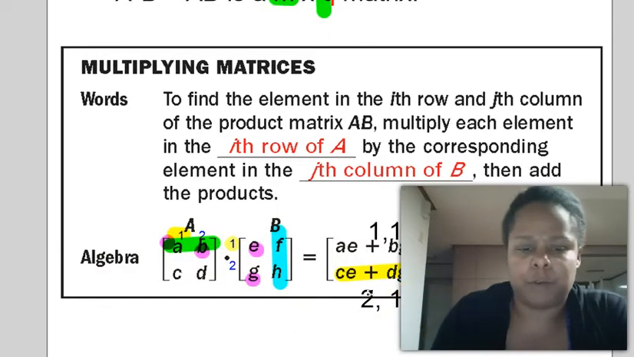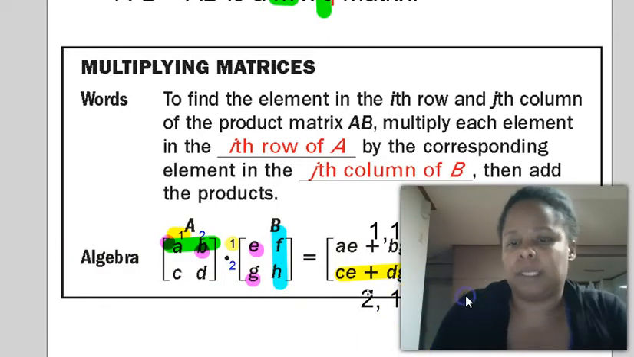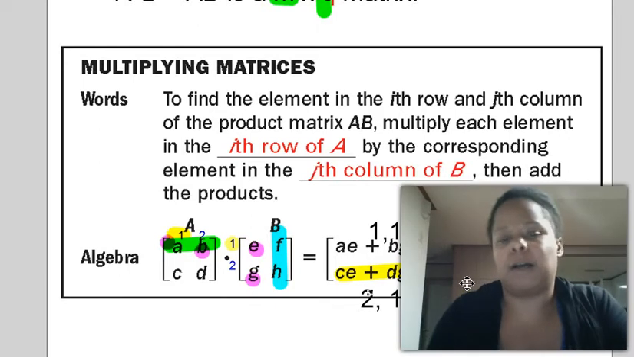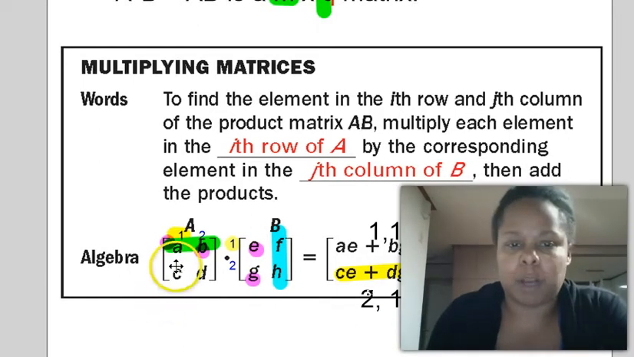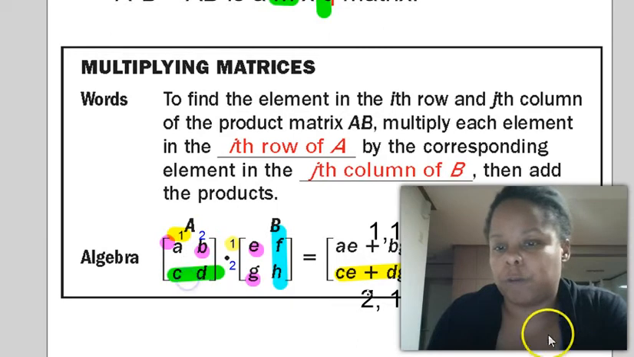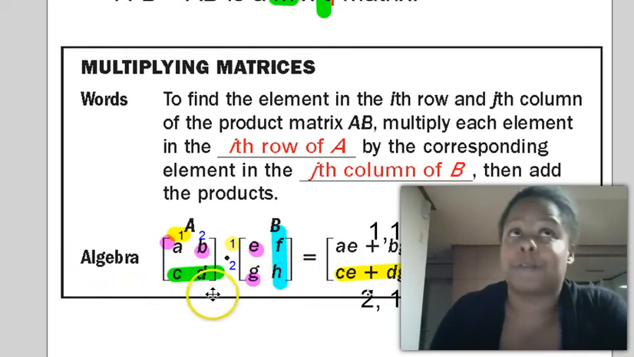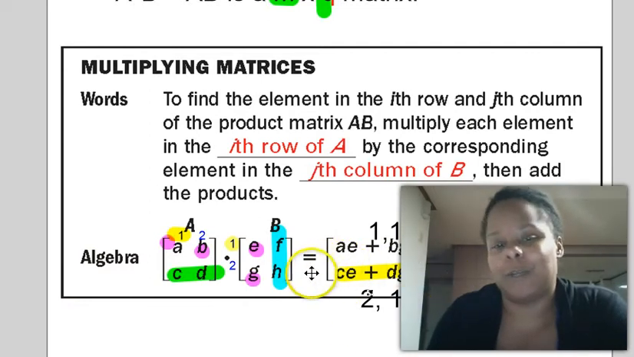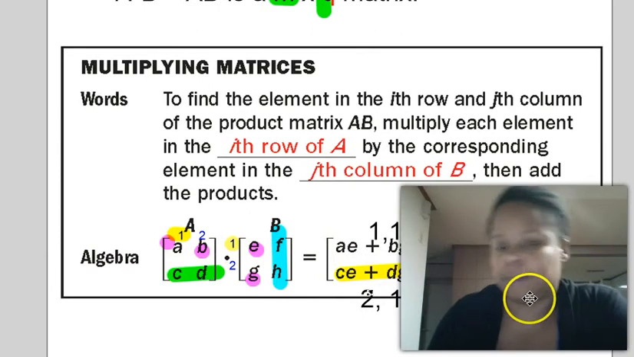And then for the last one over here, second row, second column, do the exact same process, but in this case we're using the second row of the first matrix and the second column of the second matrix. So first times first, C times F, and D times H. Okay?